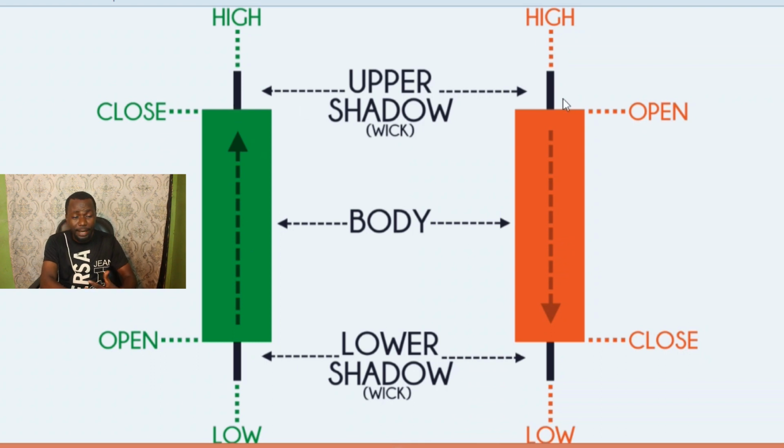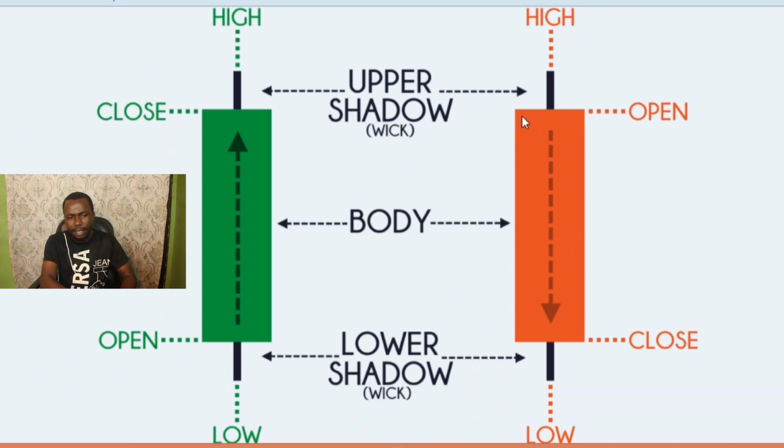The same thing is applicable to the red part. You can see in the red part, which is the bearish, the market opened from the top. Remember, in the bullish the market opens from the low, but in the bearish, the market opens from the top. So the market opens here and closes below. This is the lowest of the market, and this is the highest of the market.